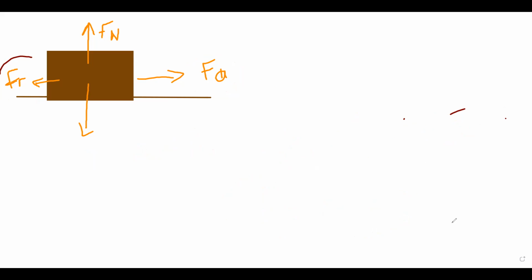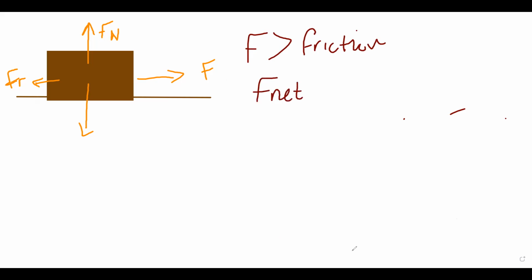If the applied force is greater than the friction, the object will move. Is it right? Yes. So when the applied force is greater than the friction, the object will move. So we have to find the F net, or the net force, which is equal to m times a.